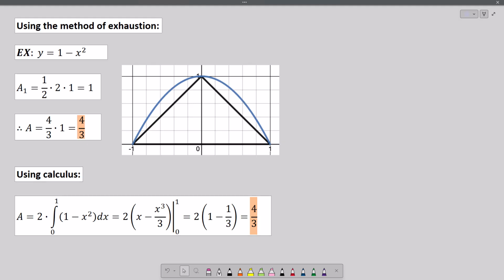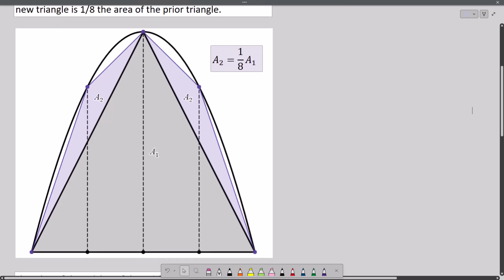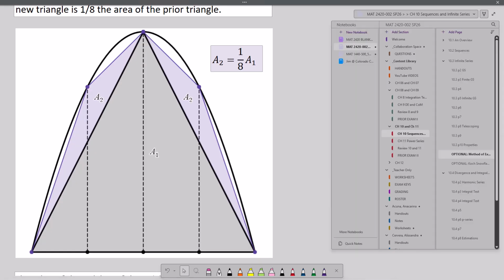And there's probably other geometric shapes where you could use this concept of exhaustion. The key for it to work, though, is that you've got to get some sort of pattern between the subsequent areas so that you can turn it into an infinite series. So just an interesting thing.